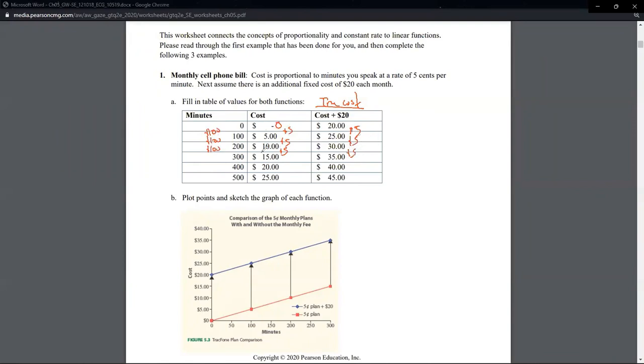Now, it doesn't go up 5 from these numbers. It takes these numbers and adds 20. So just to go from here to here, you're adding 20. Again, that's your fixed cost. A fixed cost is just added at the end.